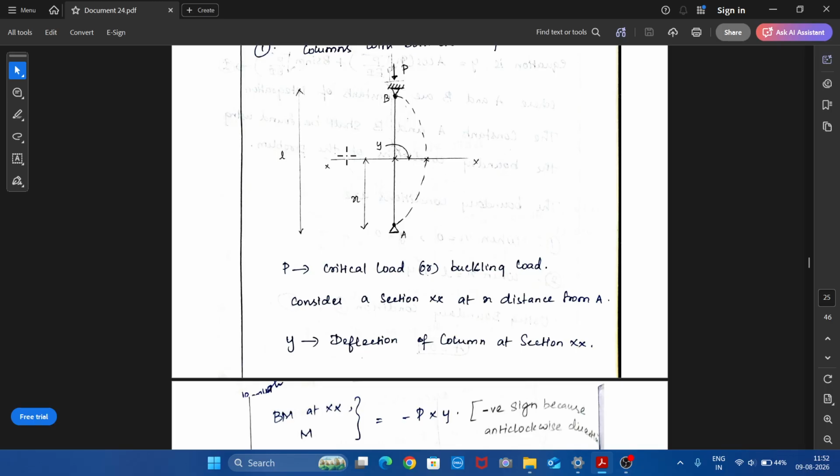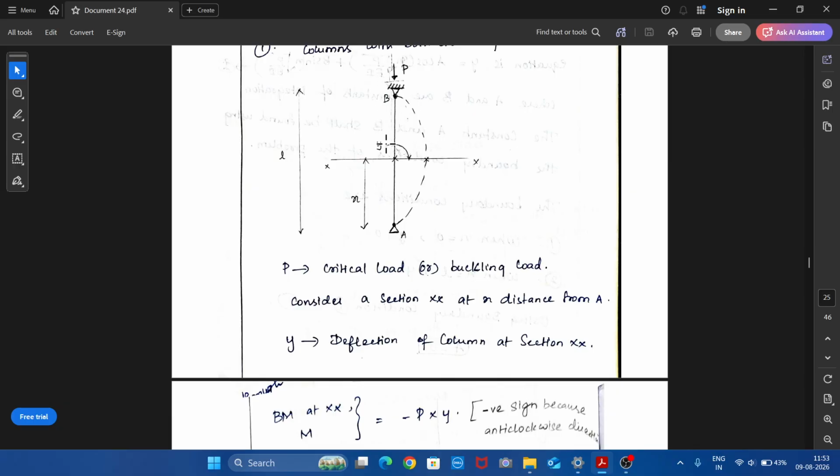Now we need to find the bending moment at XX. Let us imagine we are at this point, and we want to find the bending moment at this point. The load available is P and the distance is Y. So this load P will cause a bending moment of P into Y about this point. That is MXX, the bending moment about XX.